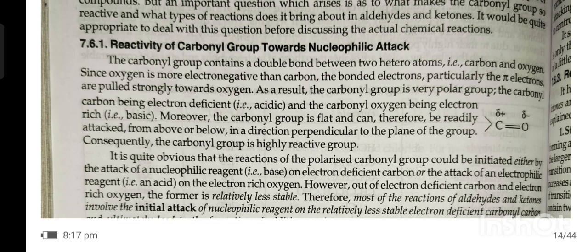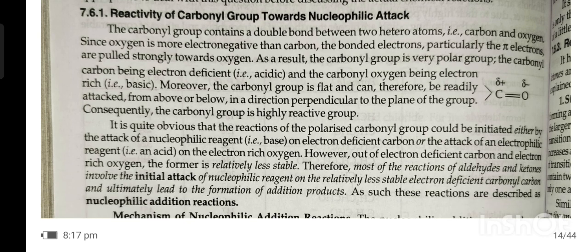It is quite obvious that the reaction of a polar carbonyl group could be initiated either by the attack of a nucleophilic reagent on the electron deficient carbon or the attack of an electrophilic reagent on the electron rich oxygen. However, out of electron deficient carbon and electron rich oxygen, the former is relatively less stable.